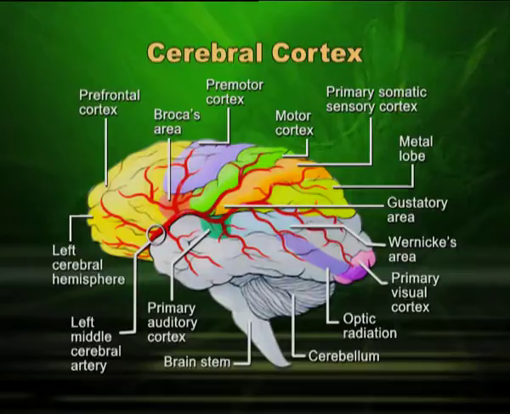These are the folds, and this is all cerebral cortex, in other words nerve cells of cerebral hemispheres. Another thing, it is grey in color, that is why we say grey matter. Now, what do we mean by grey matter?